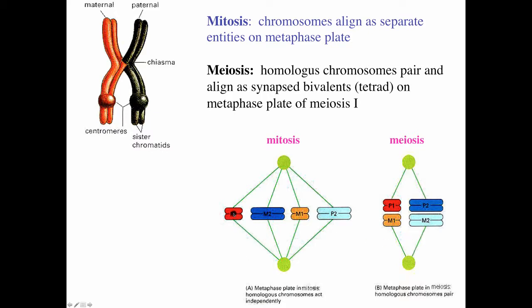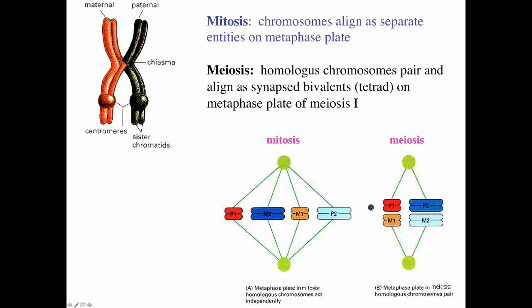This would be paternal chromosome 1, maternal chromosome 1. They align separately in mitosis. Maternal chromosome 2, paternal chromosome 2. They align separately in mitosis, so during metaphase, each sister chromatid goes to opposite poles. Here in meiosis, the homologous chromosomes synapse, so maternal chromosome 1, paternal chromosome 1 align as a homologous pair. Maternal chromosome 2, paternal chromosome 2 align as a homologous pair.